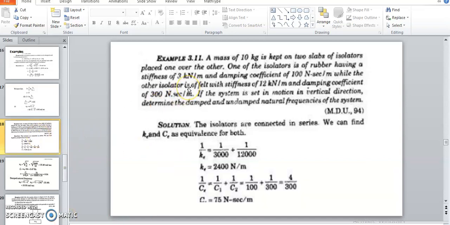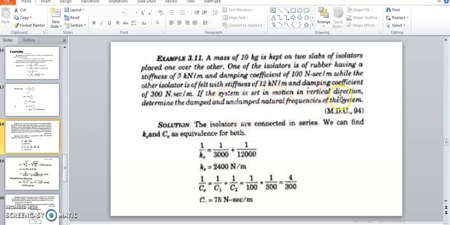In this example, a mass of 10 kg is placed on 2 isolators, placed one over the other. One of the isolators is rubber, having stiffness 3000 Newton per meter and damping coefficient of 100 Newton second per meter, while the other isolator has stiffness 12 kilonewton per meter and a damping coefficient of 300 Newton second per meter. If the system is set in motion in the vertical direction, determine the damped and undamped natural frequency of the system.